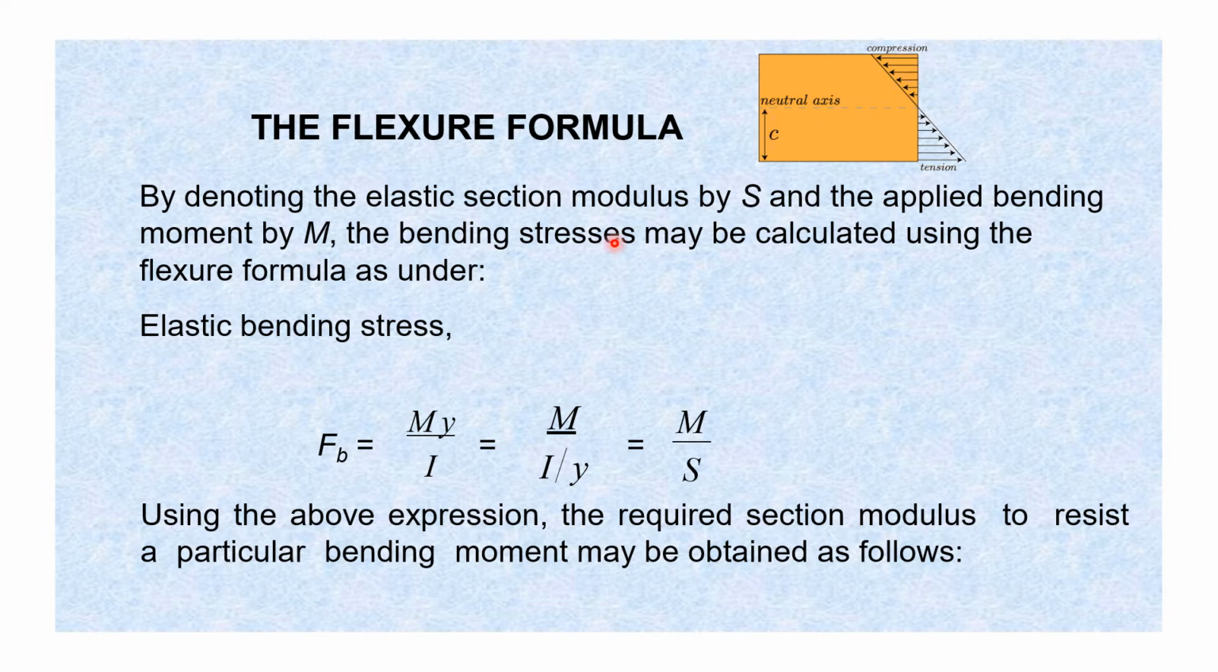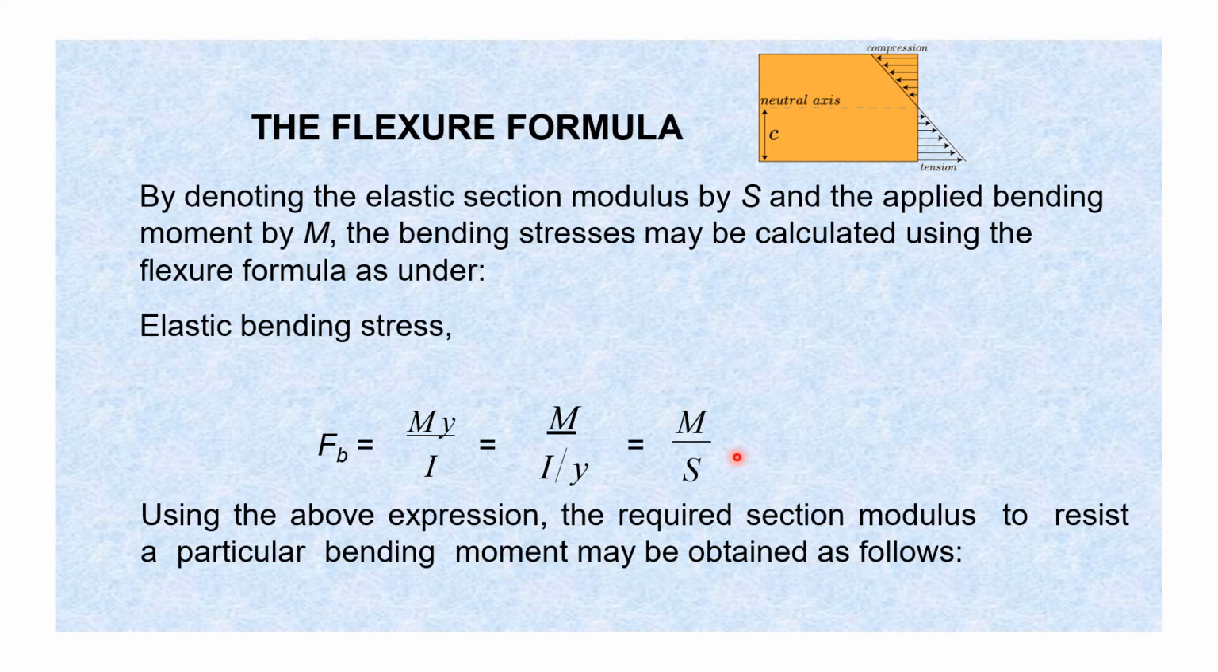Okay, here that is a C, and in the formula that is Y. So that is the same. I is the moment of inertia. If we divide I by Y, then I over Y is the section modulus. Using the above formula, the required section modulus to resist a particular bending moment may be obtained as follows.